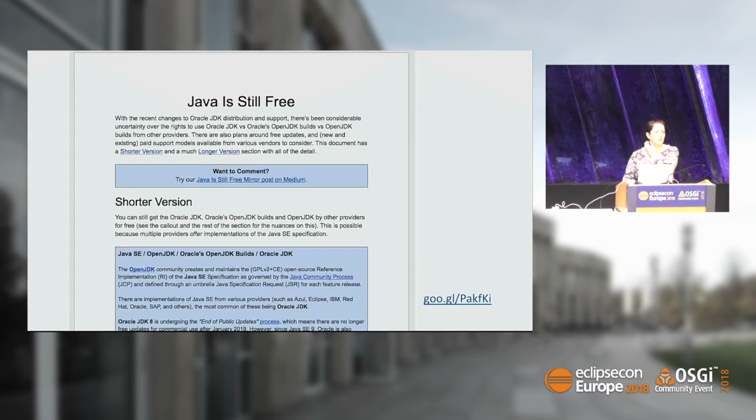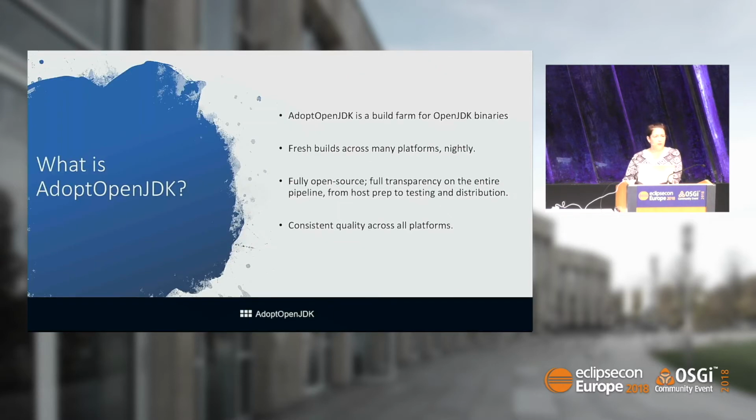I'll also just reference this, which is off the Adopt website, to explain that you probably already know the Java ecosystem is in interesting times right now. And I think the purpose of this talk was just to assure people that you can still, and you will still, be able to get free binaries for your products, for your applications, and that's where AdoptOpenJDK comes in.